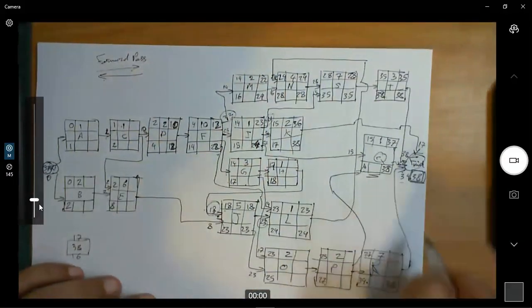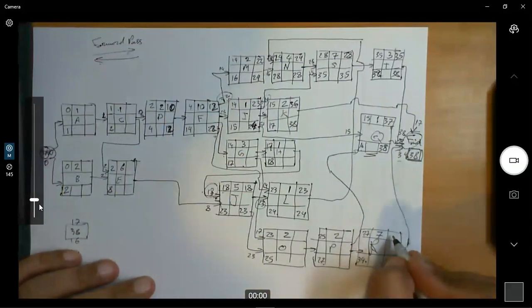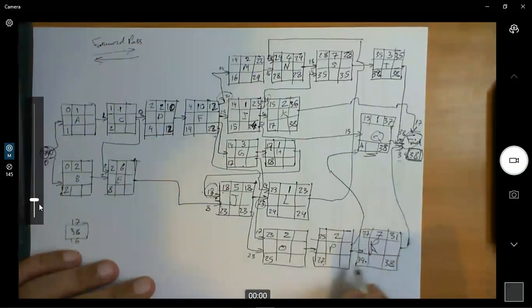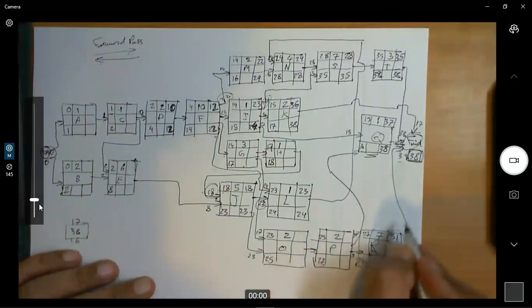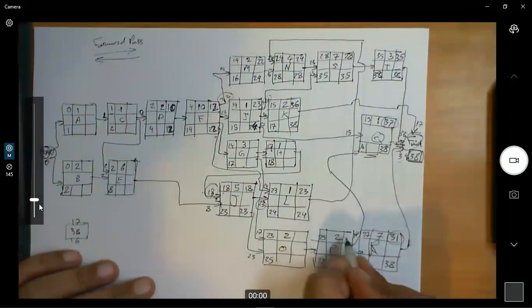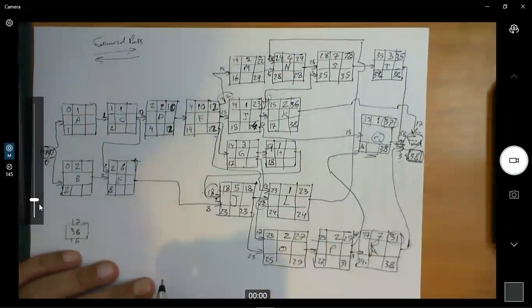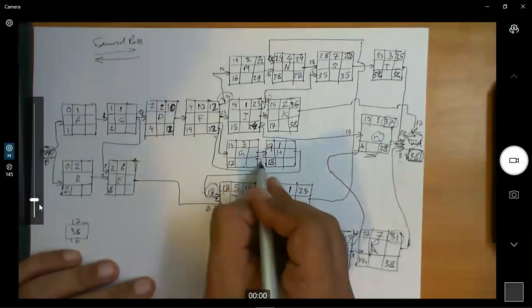Okay, we take this branch. 38 minus 7, that's 31. So we have here 31, and we have here 37. We take 31. 31 minus 2, that's 29. So we have 29 minus 2, 27. Okay, so 27 is going to be feeding here, 27.